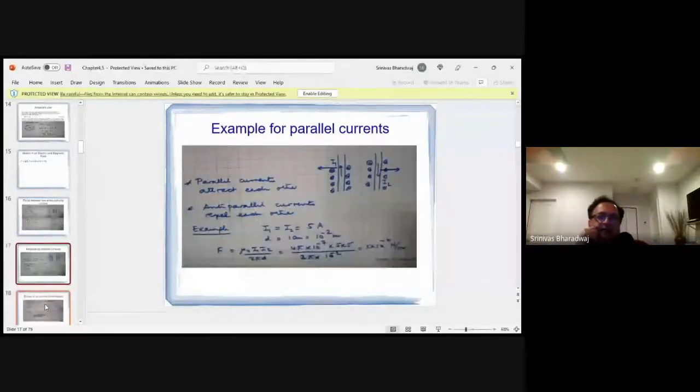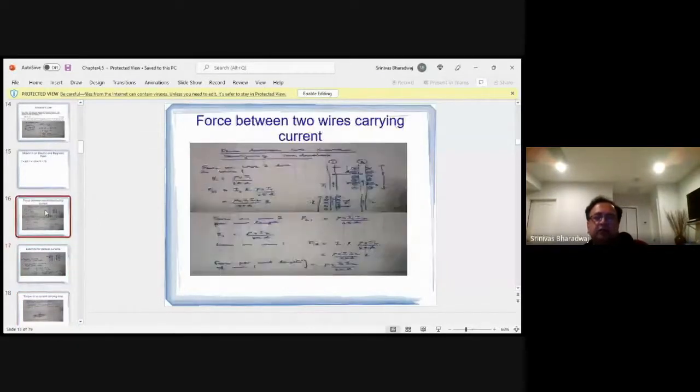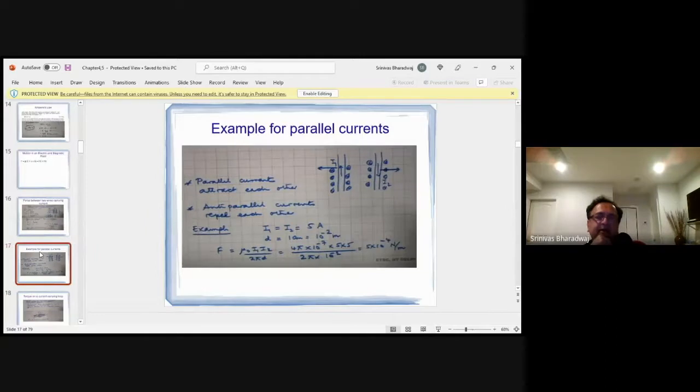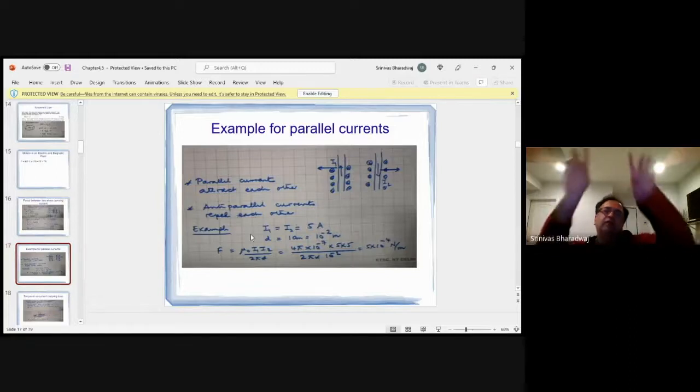Example of parallel currents I1, I2: the forces, as we calculated here, F12 equals F21 equals mu naught I1 I2 by 2 pi d. Keep that in mind. I times L cross B gives mu naught I1 I2 L by 2 pi d. They will be equal and opposite, attracting or repelling. But note that the force is over the whole length.